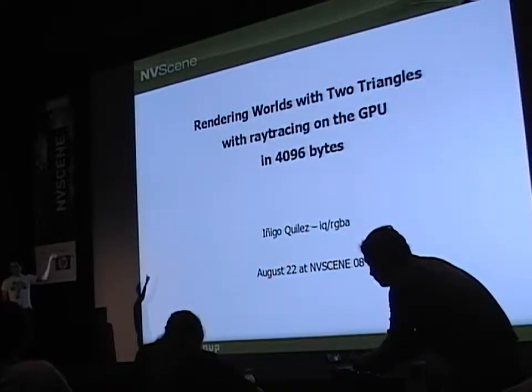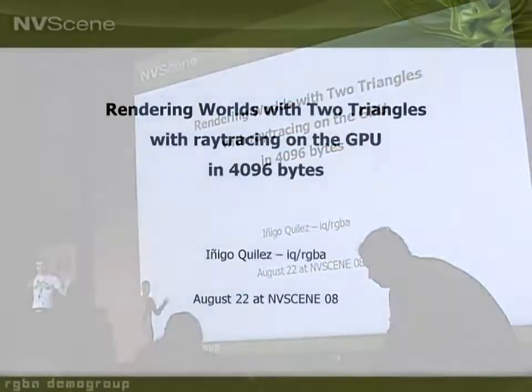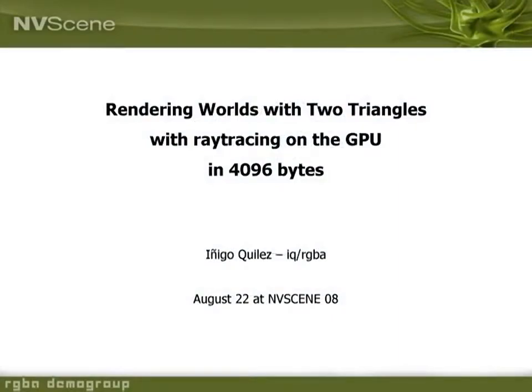This is the title of my presentation. It's quite long, as you can see: rendering worlds with two triangles with ray tracing in 4 kilobytes on the GPU. It was quite difficult to choose the title because I had a bunch of ideas I wanted to tell you about, and I didn't find a way to put it all together in a coherent way. So this is a bit of a summary of everything I'm going to speak about.